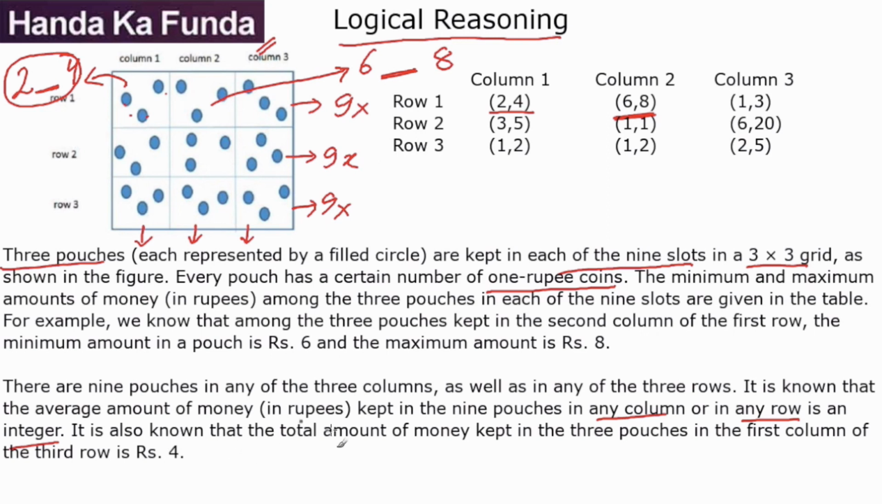It is also known that the total amount of money kept in the 3 pouches in the first column of the third row is 4. The value that we are given is lowest is 1, maximum is 2, and now that we know that the total is 4, the missing value has to be 1, because only then you will get 1 plus 1 plus 2 as 4. So let's try and figure out the rest of the values. We have enough conditions here.